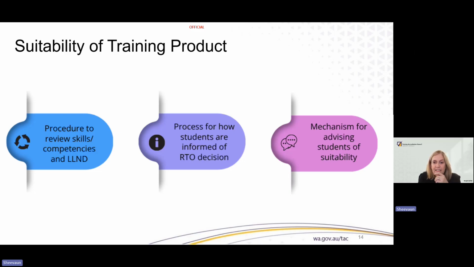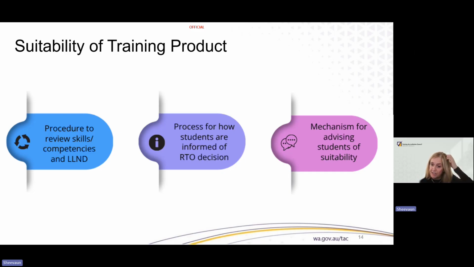Then you've got to have in place a mechanism for advising the students whether or not the training product is suitable for them. And of course, as we now know, that has to happen prior to enrolment to ensure they're on the right fit course. And you have to have a process for how students are informed of your decision to enrol them or otherwise.